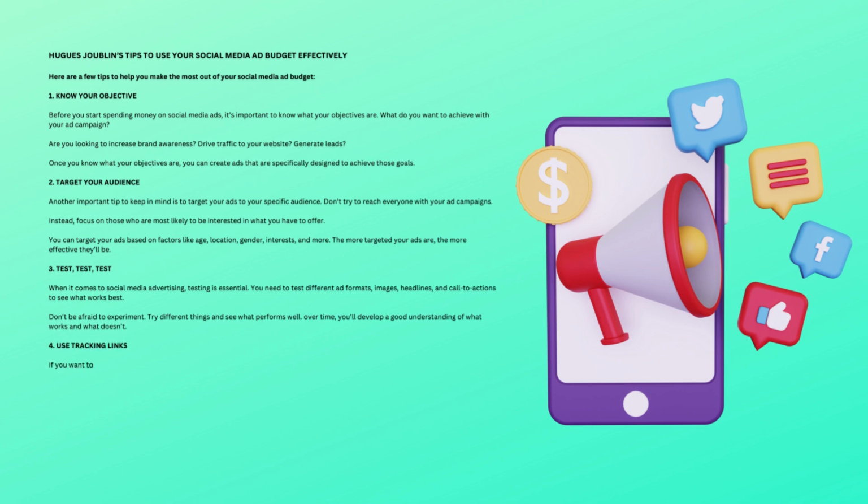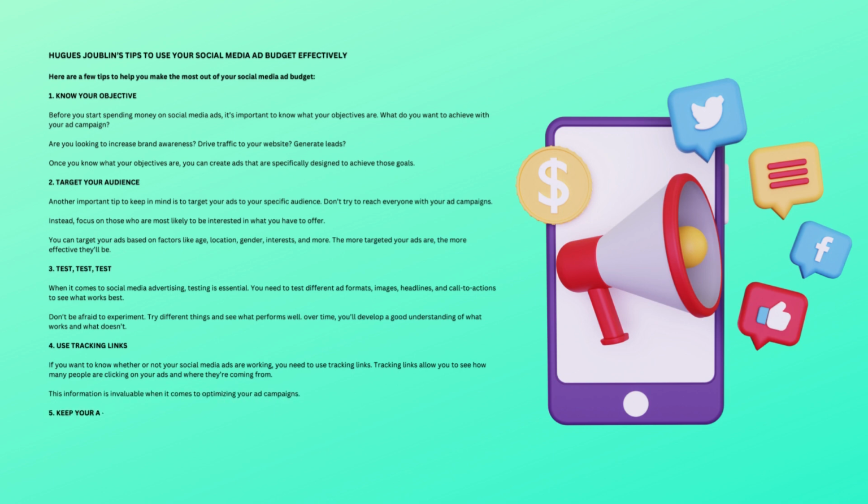4. Use tracking links. If you want to know whether or not your social media ads are working, you need to use tracking links. Tracking links allow you to see how many people are clicking on your ads and where they're coming from. This information is invaluable when it comes to optimizing your ad campaigns. 5. Keep your ads fresh. Finally, don't forget to keep your ads fresh. Social media users get tired of seeing the same ads over and over again. If you want your ads to be effective, you need to keep them fresh and relevant.